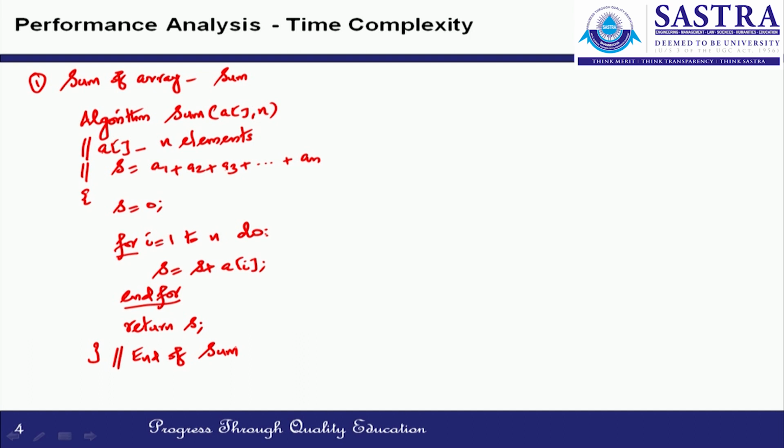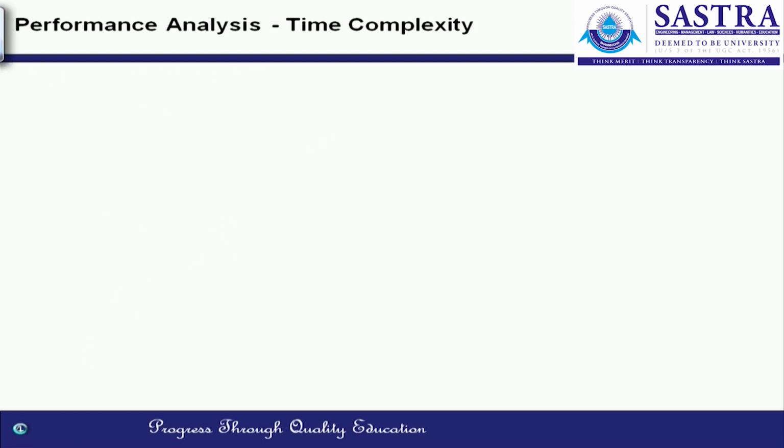Given there are n elements in the array A1, A2, A3 etc. An, we need to find the expression S equal to A1 plus A2 plus A3 plus etc. An. As we have designed earlier, the same iterative algorithm is written here. S equal to 0, for I equal to 1 to n do S equal to S plus A of I, and for, return S, then the end of the algorithm Sum.